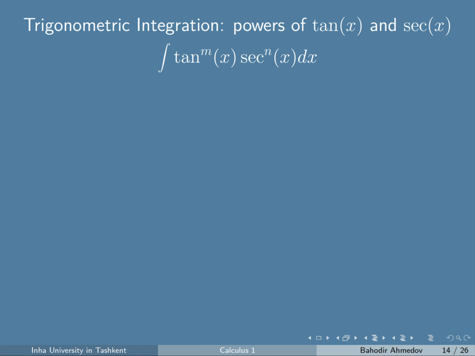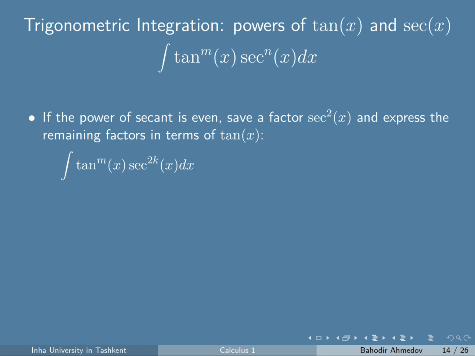So we are going to differentiate again between two cases. The first case is when the power of the secant is even. No matter what the power of the tangent is, if the power of the secant is even and more than 0, we're going to factor out secant squared, and we're going to express everything else in terms of the tangent. So if the power of the secant is even, we can write it as 2k, right? Because no matter what k is, it's always going to be an even number.